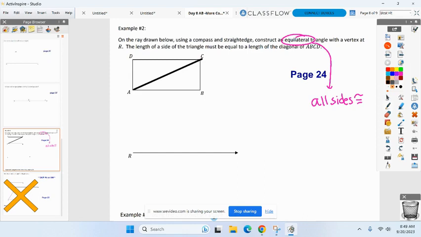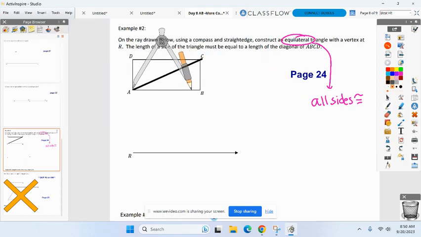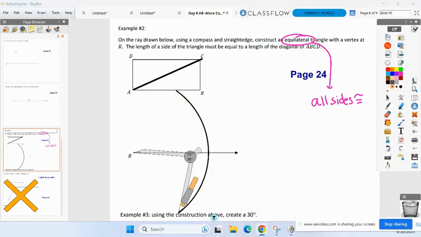Take your compass and do what now? I need to copy the diagonal onto ray R. Open up your compass to the length of your diagonal and go to endpoint R and make that arc so you can copy it. Okay, copy it on. I think I'm going to be stuck after this. Maybe you guys can help me.